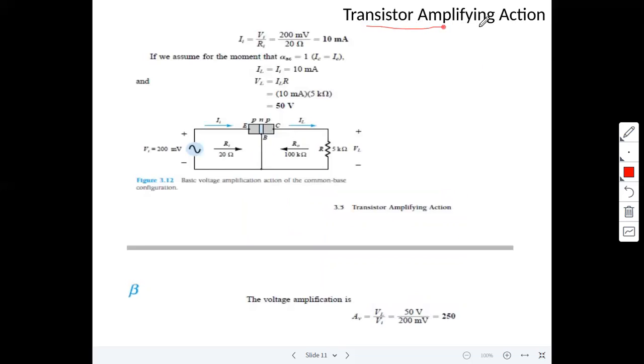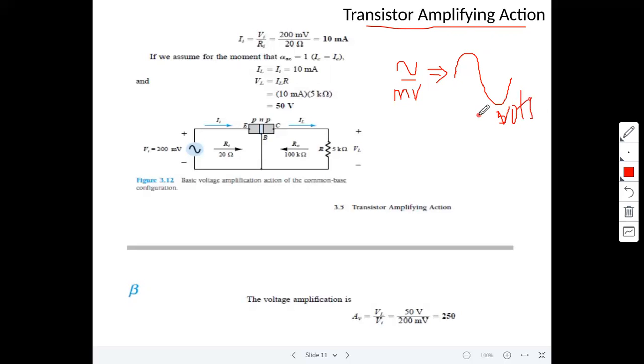Now, transistor amplifying action. What is meant by amplifier? If the input is like this, suppose it is in the range of millivolts, and this input is converted at the output like this, then only we can say that it acts as an amplifier. It amplifies the weak signal into a large signal. Suppose this is in the millivolt range, and this is in the volts range.